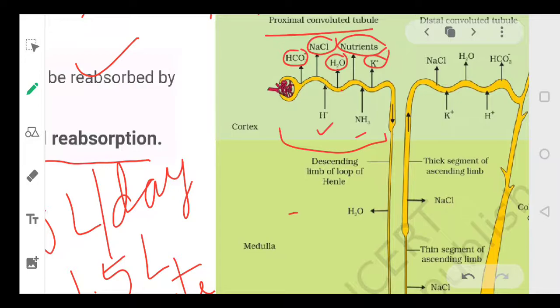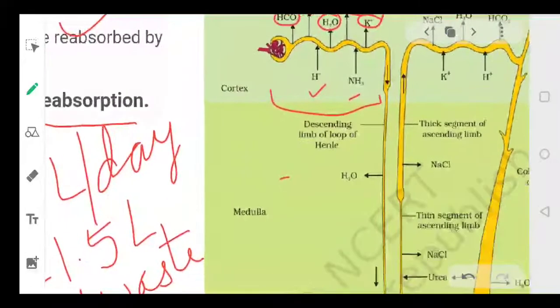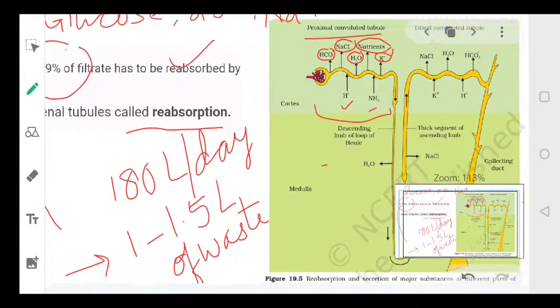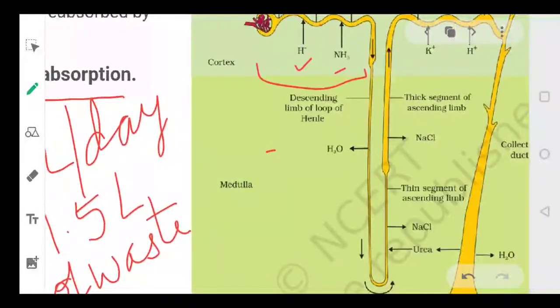Okay, then coming to your descending limb of the loop, coming to your Henle's loop. Now this portion is your Henle's loop, this thin portion. Now let's look at the Henle's loop. What happens in the Henle's loop? The descending limb of the loop is permeable to water. ये जो हिस्सा है, this is called the descending limb of Henle's loop. It is permeable to water, so most of the water will also be reabsorbed.